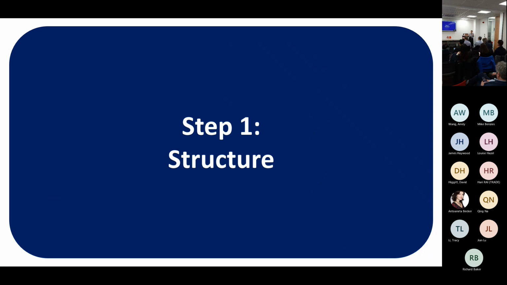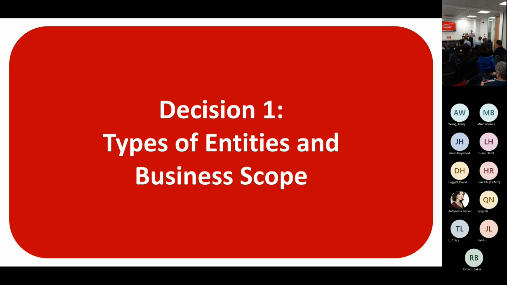So step 1 is the structure, all right? What type of entities can you actually set up, and what is the business scope? The key thing is to understand how valuable that business scope is for you, because unlike Hong Kong, and I believe also in the UK, where you can be vague, in China, you have to be specific, okay? And it can lead you to issues with your auditor at the end of the year, because audits are required if your transactions do not follow what is in your business scope, all right?